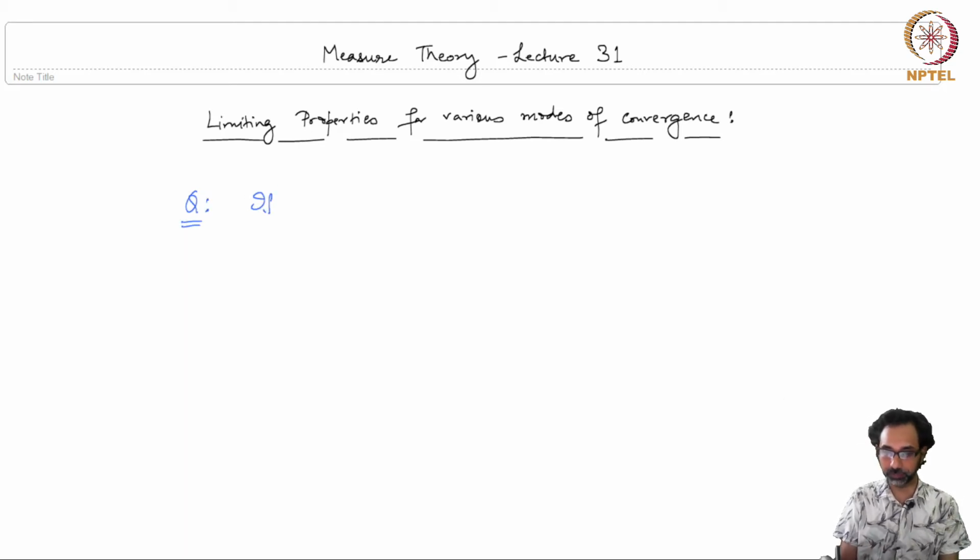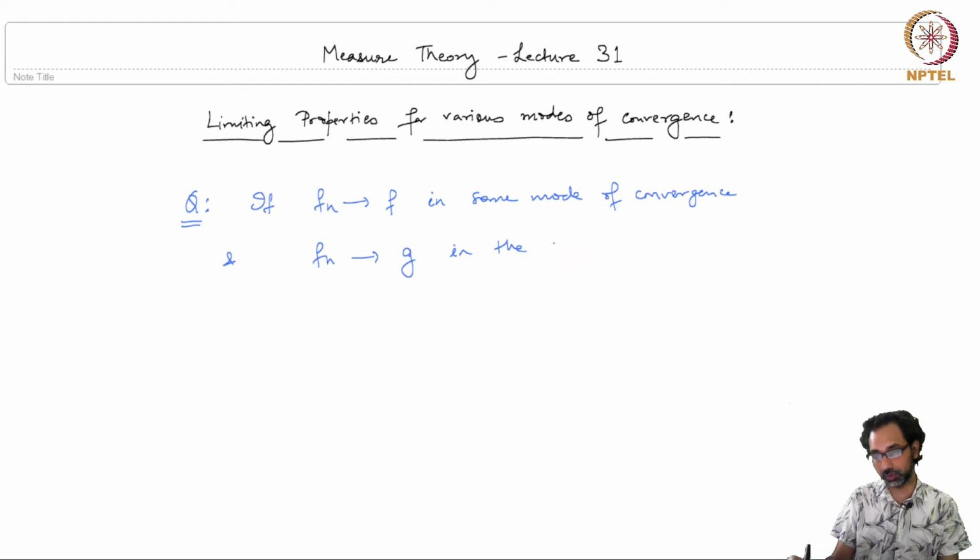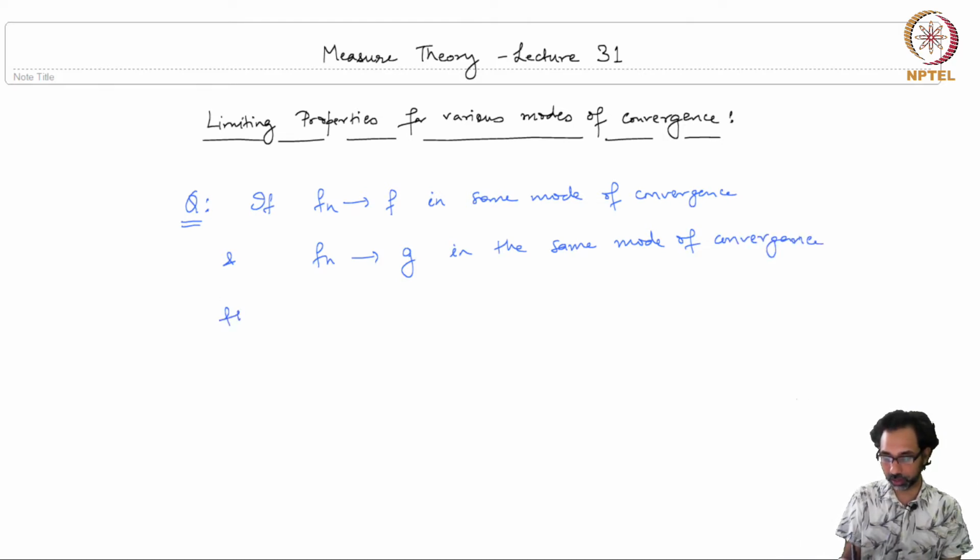that if Fn converges to F in some mode of convergence and the same sequence converges to some other function g in the same mode of convergence as the above one, then is it true that F equal to G?